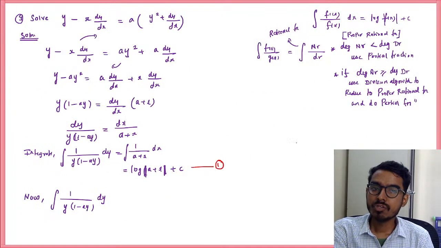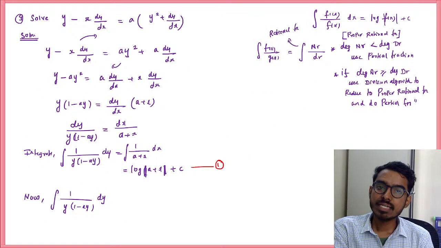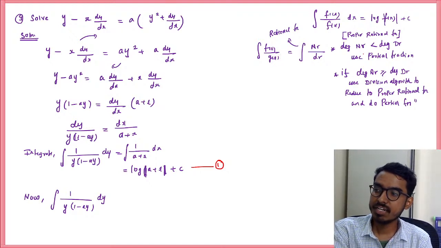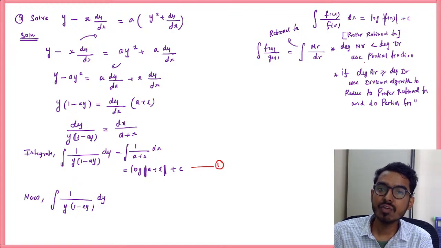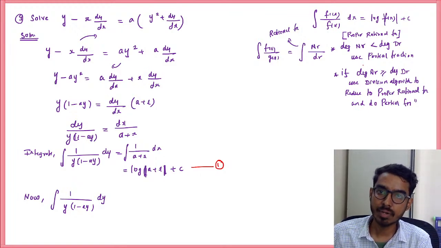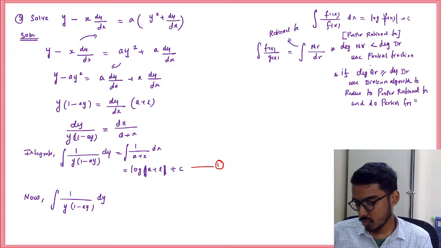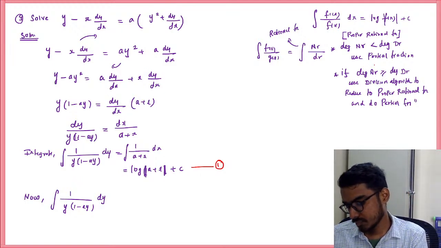That's it, right? So whenever you have a rational function, that is f of x by g of x, and if degree of numerator is strictly less than degree of denominator, use partial fraction. If not, use division algorithm to reduce to proper rational function and then do partial fraction. What is a proper rational function? Degree of numerator should be strictly less than degree of denominator, right? Okay, so we will do the next problem.